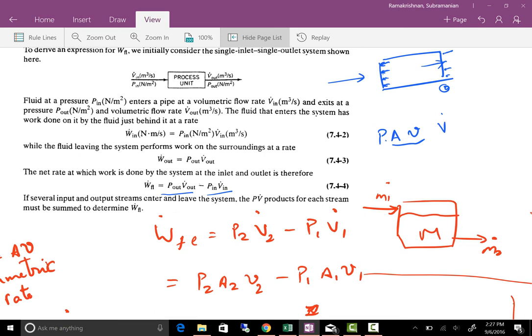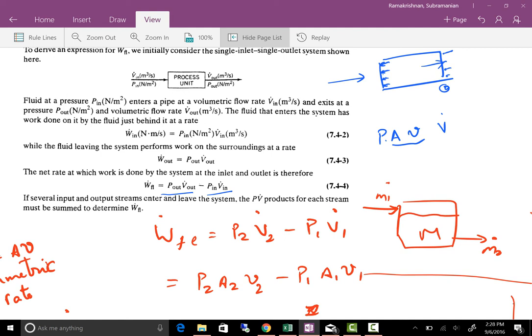And again, this is very important. The sign convention for work is positive if the system does work on the surroundings, while if the surroundings does work on the system, then the sign convention is negative, right? So please keep this in mind. This is going to be very important.